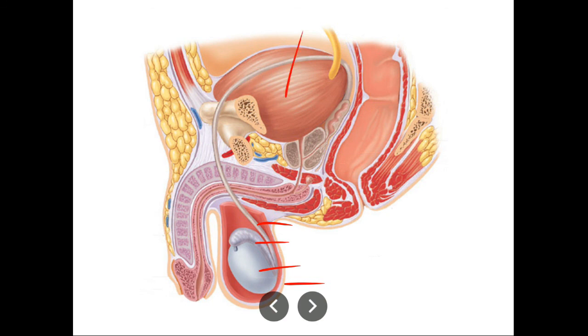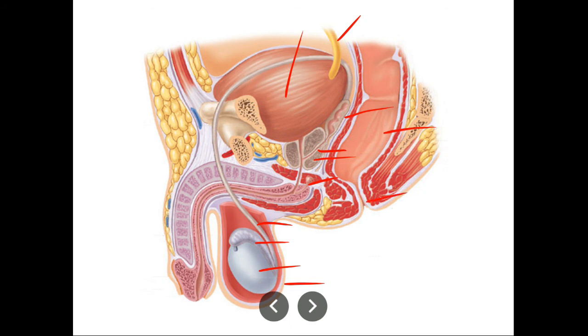Here we are having the ureter, and the back side here seminal vesicle. We got here the prostate gland and the bulbourethral gland, and inside the prostate here we are having the ejaculatory duct. Backside here is the rectum, and we are having here the anus.